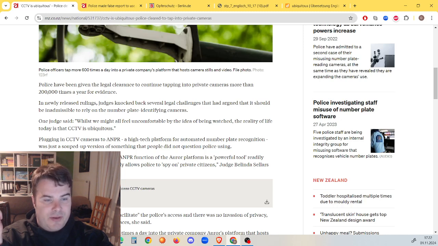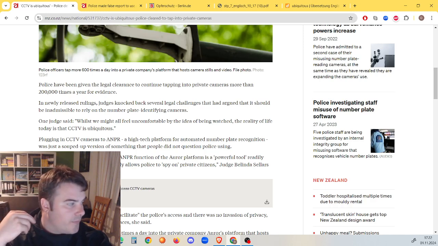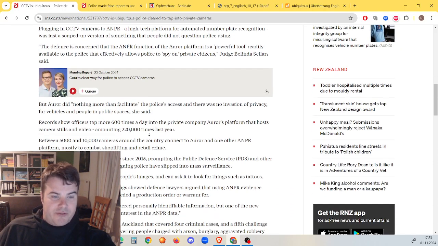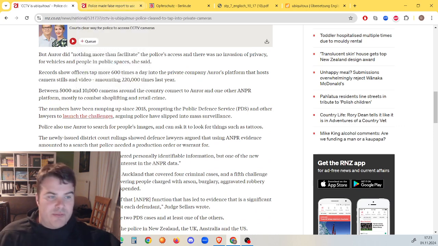One judge said, while we might all feel uncomfortable by the idea of being watched, the reality of life today is that CCTV is ubiquitous. They're everywhere, always being used. Plugging CCTV cameras into ANPR, a high-tech platform for automated number plate recognition, is just a souped-up version of something that people did not question police using. Souped up means it's stronger, on steroids, better than anything the public has access to. The defense is concerned that the ANPR function of the Aurora platform is a powerful tool readily available to the police that effectively allows police to spy on private citizens, Judge Belinda Sellers said. In other words, this is what the defense and the public are afraid of. But Aurora did nothing more than facilitate the police's access, and there was no invasion of privacy.